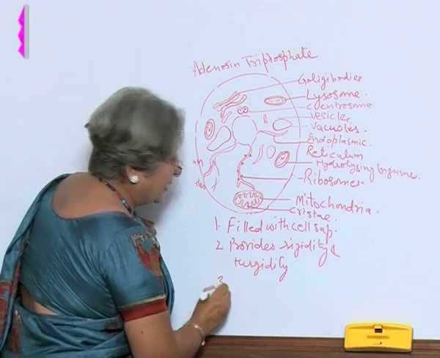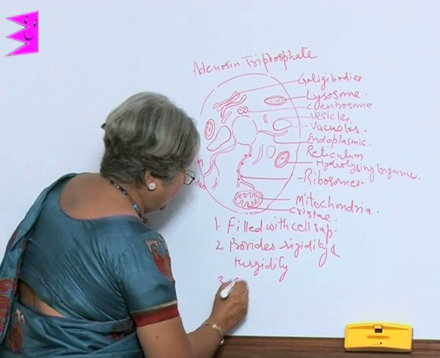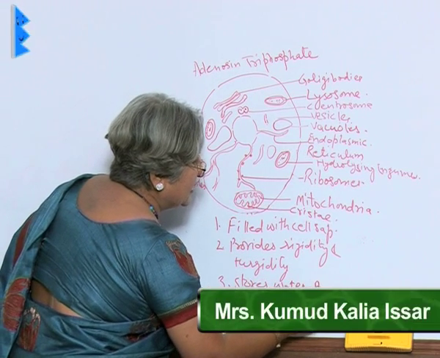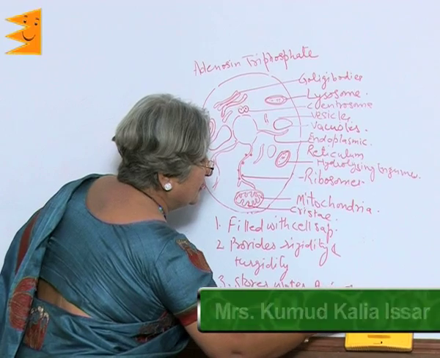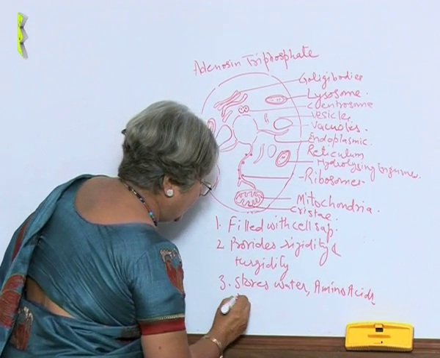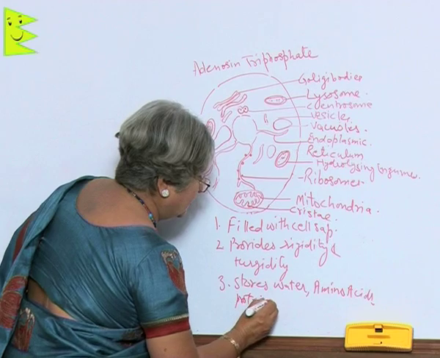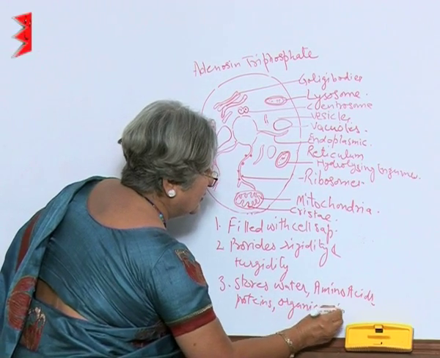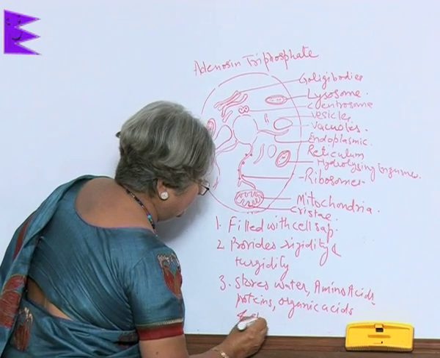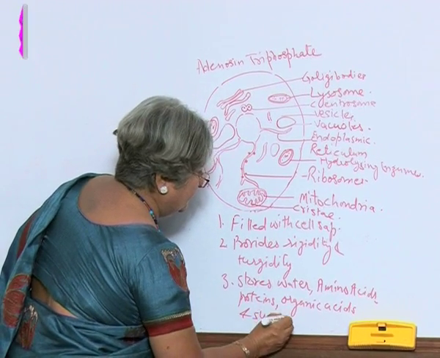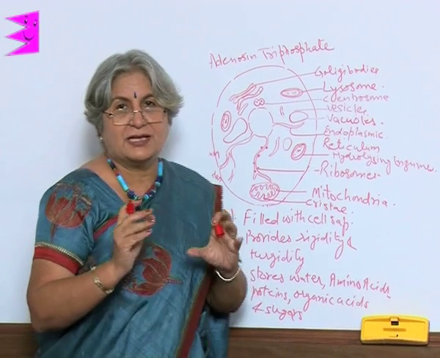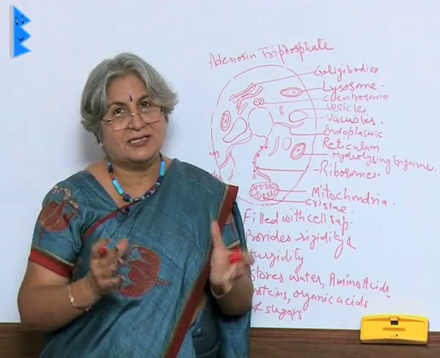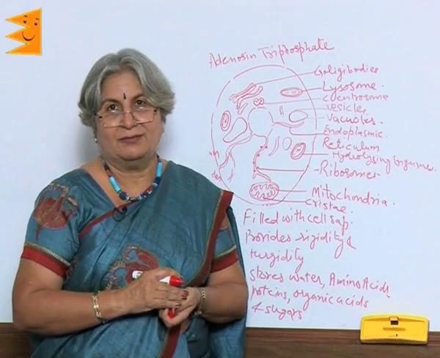Not only this, it also stores water, amino acids, proteins, organic acids and sugars. So, this is about the vacuoles, and of course, vacuoles are large in plants and small in animals.